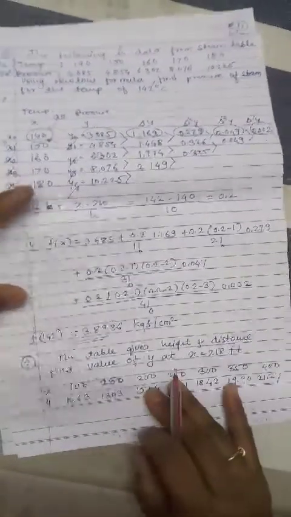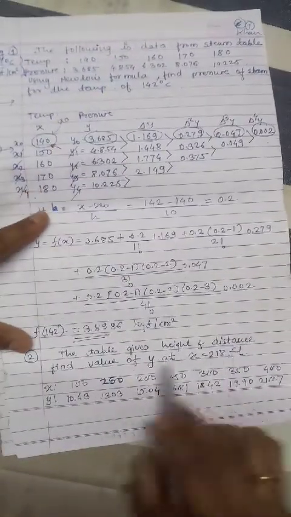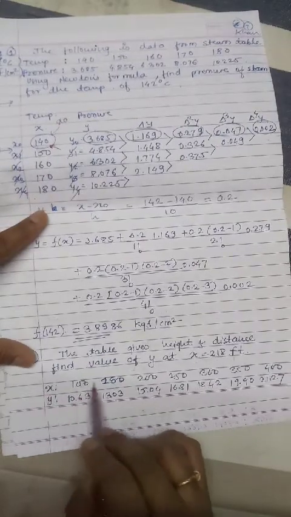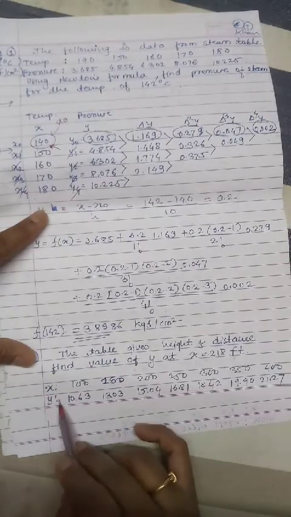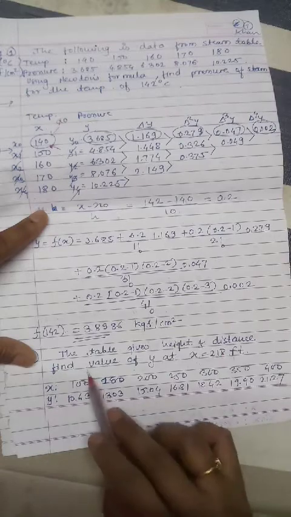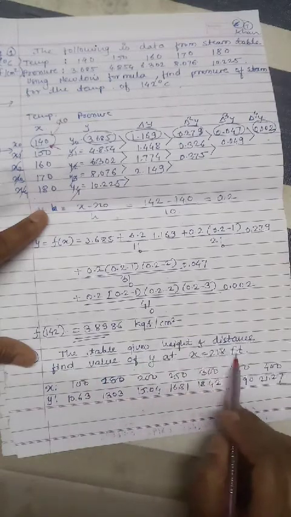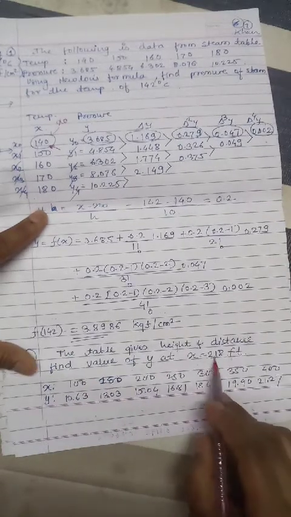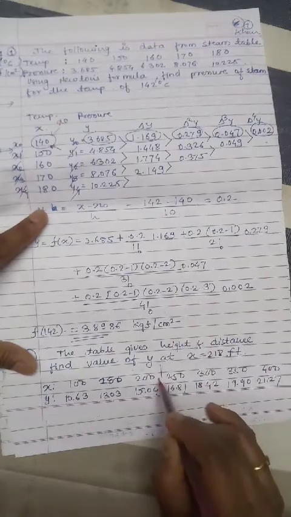In the next example, the table gives the height and distance. The first value is for x, that is height, and the second value, y, is for distance. Find the value of y at x equal to 218 feet. That is, the 218 value lies here.